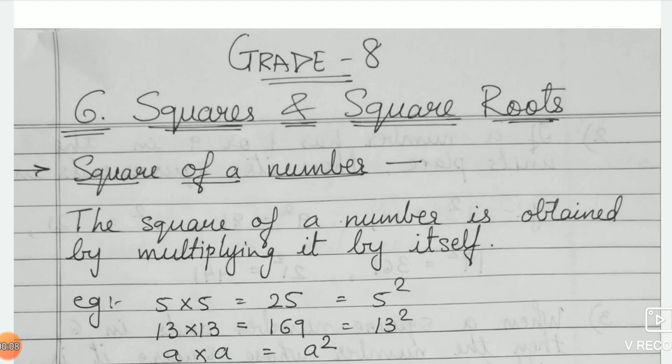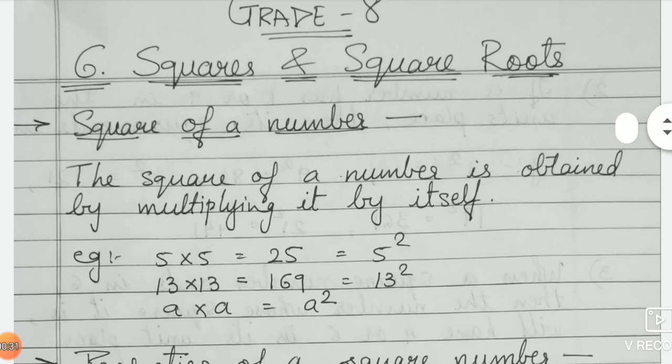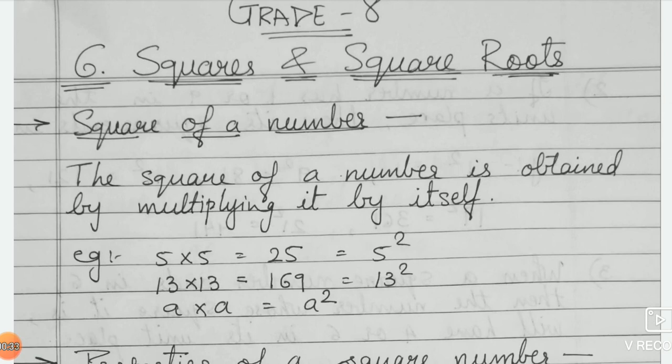I am Poonam and today we are going to start our maths next chapter, that is chapter number 6, squares and square roots. Now what is the square of a number? How do we get a square of a number? We can get a square of a number by multiplying that number by itself. So, for example, if you multiply 5 with 5, you get 5 square, that is 25.